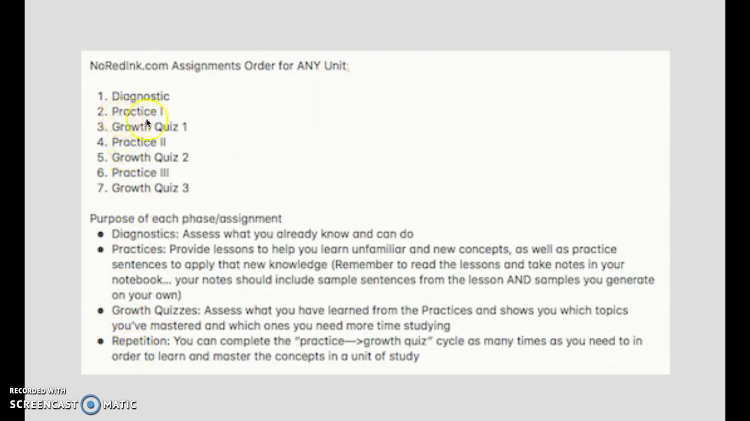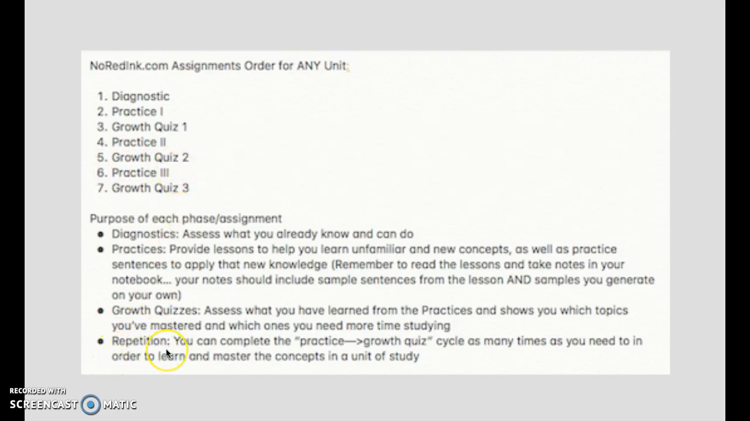Okay, so let's say the first practice, you learned everything you needed to know, you do the growth quiz, you've mastered, you've got 4 or 5 of those little checks inside the circles. It says, yay, you've mastered this topic. Awesome, you're done. If you didn't master it all, you move on to the next practice. You get the next lesson. You go through the same process until a growth quiz shows that you have mastered all of the topics. Does that make sense? I hope that makes sense.